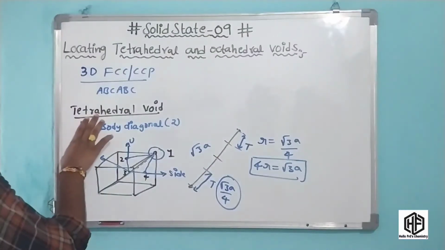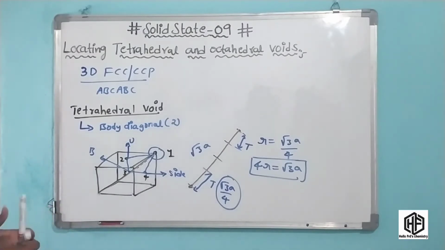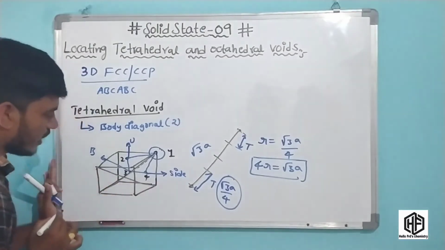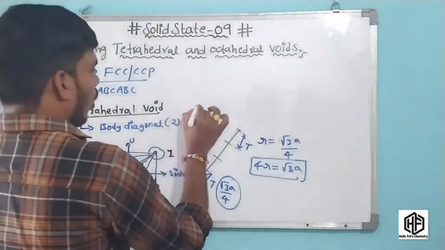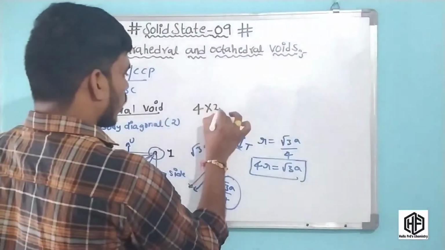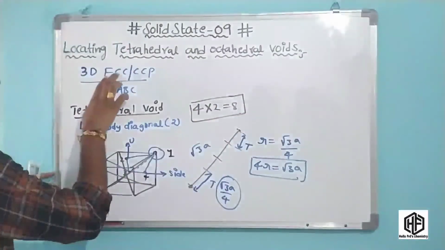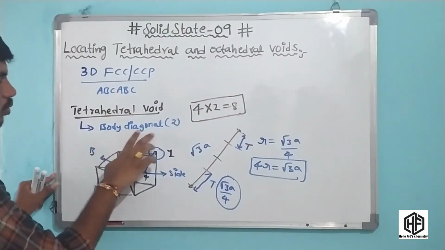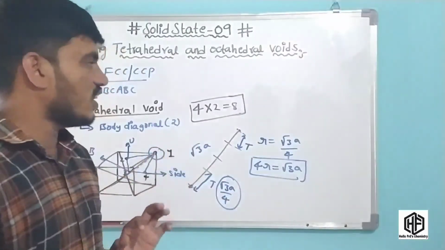How many body diagonals are present in face centered cubic close packing, friends? This is one body diagonal, this is another, this is one more, and this is one more. So 4 body diagonals are present. Each body diagonal has 2 tetrahedral voids. Total 4 into 2 is 8. In face centered cubic close packing, a total of 8 tetrahedral voids are present. These are the tetrahedral voids.